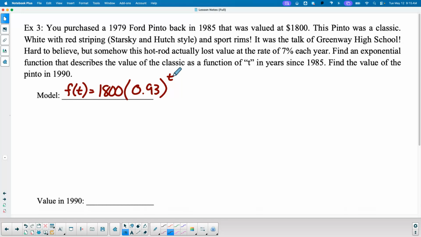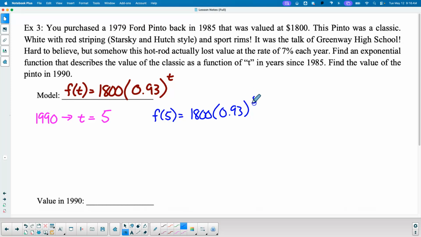So then what is the value in 1990? So what is my t value in 1990? It's 5, right? 85 was 0, 86 is 1, 87 is 2, 88 is 3, 89 is 4, 90 is 5. So that means we're actually going to calculate here. f of 5 is going to be 1800 times 0.93 to the 5th power.